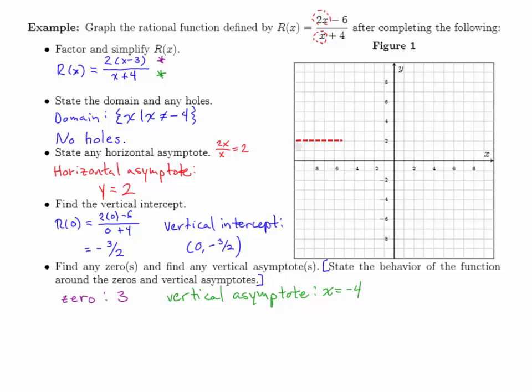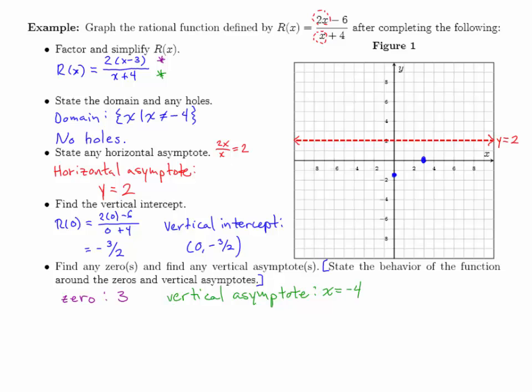So coming over to our graph, I'll draw that in as that line y equals 2. Again, it is dashed so that it doesn't look like it's part of our function itself. And we'll label it with its equation y equals 2. Okay, so the vertical intercept, we'll put in that point, 0, negative 3/2, or 0, negative 1.5. So we'll graph that in. And then we found that this function has a zero of 3, and that corresponds to a horizontal intercept then of the point 3, 0. So we'll put that in.